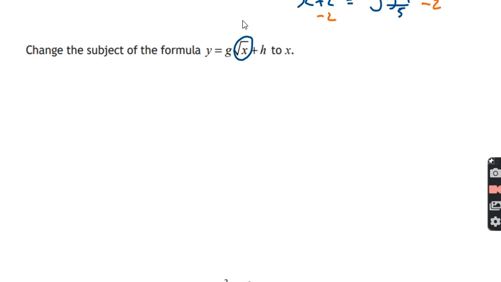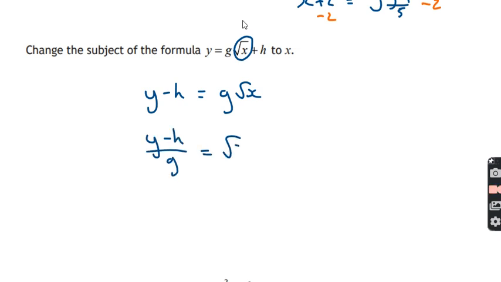So let's get rid of the h. I'll take away h from both sides. So I'll get y take away h is equal to g square root of x. How do I get rid of times by g? Divide both sides by g, is equal to the square root of x.